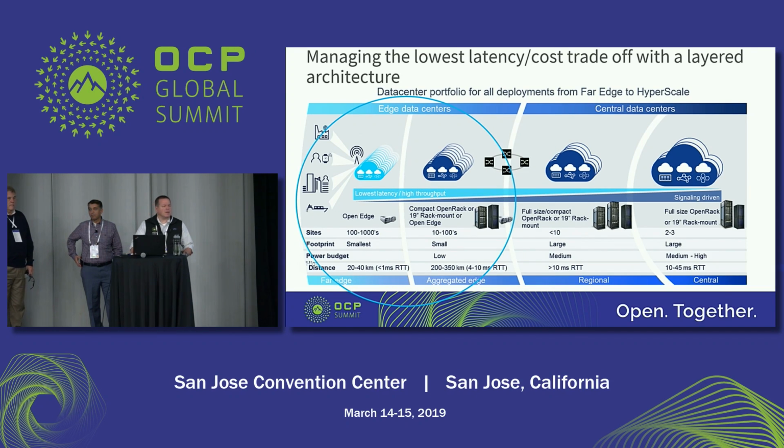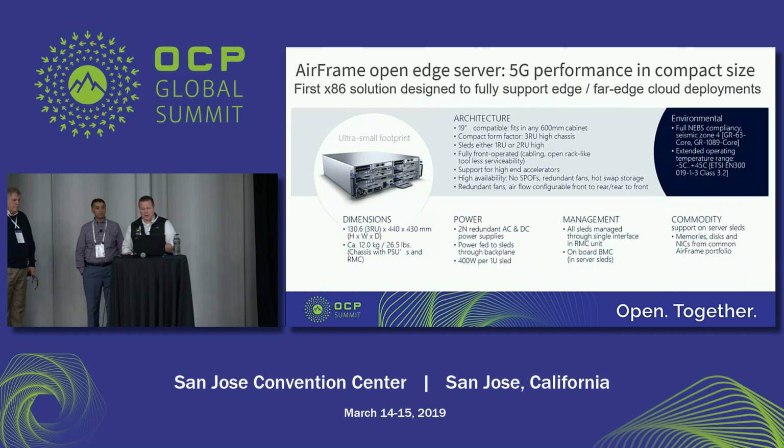Okay, so it might seem a little redundant for those of you that have been sitting around here for a while, but basically at the far edge, the key is minimizing latency and increasing throughput, especially as we're moving to 5G. The 5G air interface does a lot to reduce latency and increase bandwidth over 4G. The other key to reducing latency and optimizing your throughput is to locate those compute resources as close as needed to the end user. And so that was basically the genesis for the AirFrame openEDGE server.